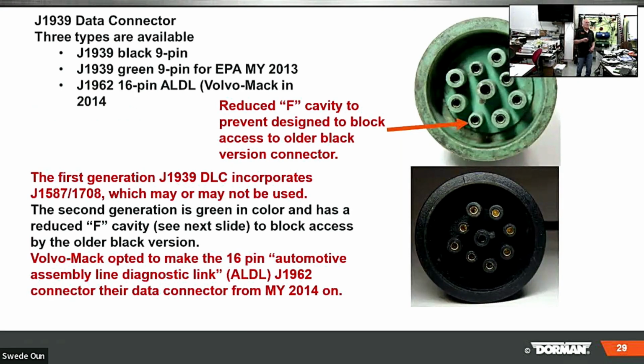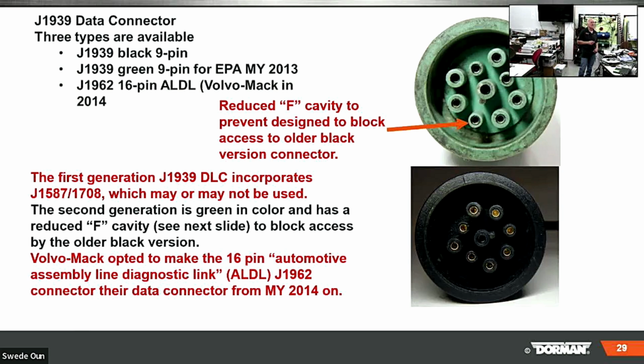Now, this is the one most likely that all you guys are using, unless you're working on older vehicles still, which I do. This is a J1939 connector. There are 3 types available. You still have the black 9-pin, and then you have the green 9-pin for EPA model year 2013 and newer. However, I mentioned the 16-pin. You have the J1962 16-pin. Volvo Mack came up with that, or decided they were going to use that, back in 2014.